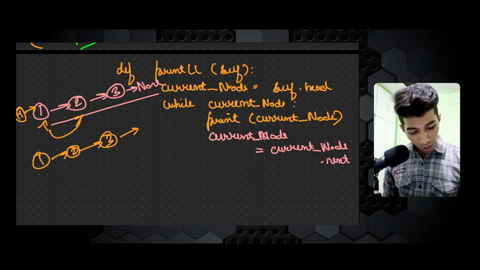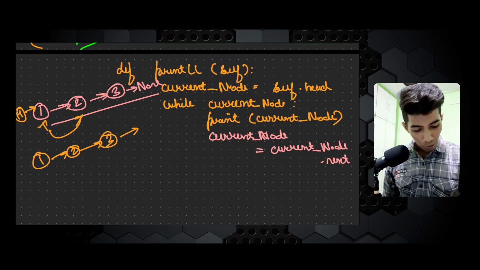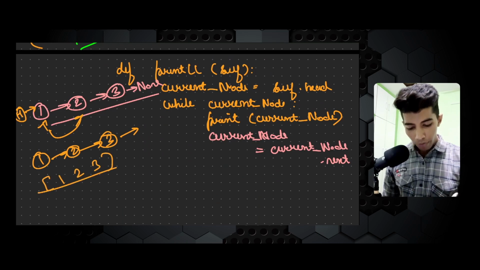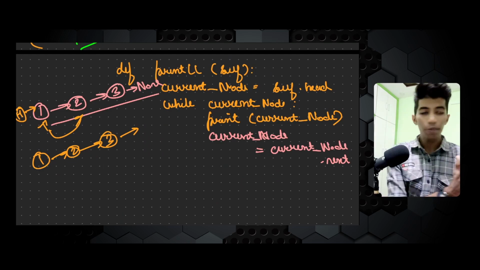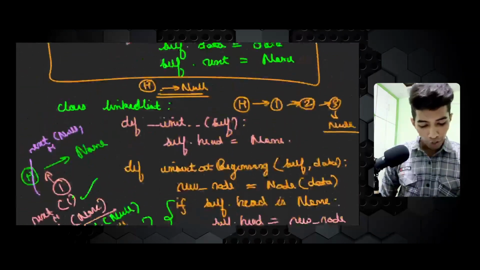Then I get one prompt. Now my current node is none. Then what will happen? I get my prompt. So it will stop the loop and it will print 1, 2 and 3. Simple stuff. Very easy to understand. I hope I made this concept easy for you to understand.